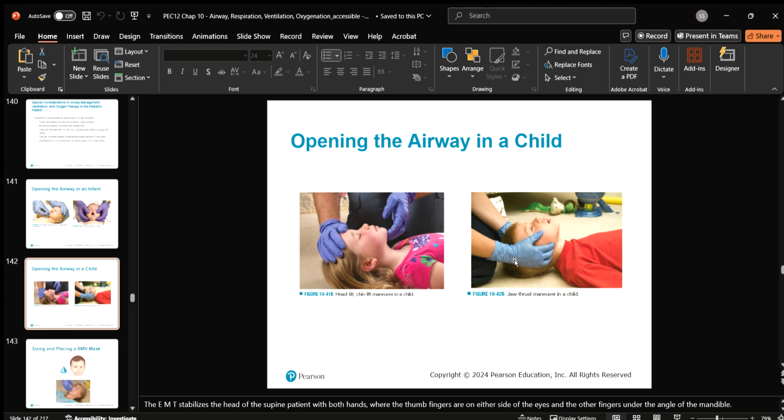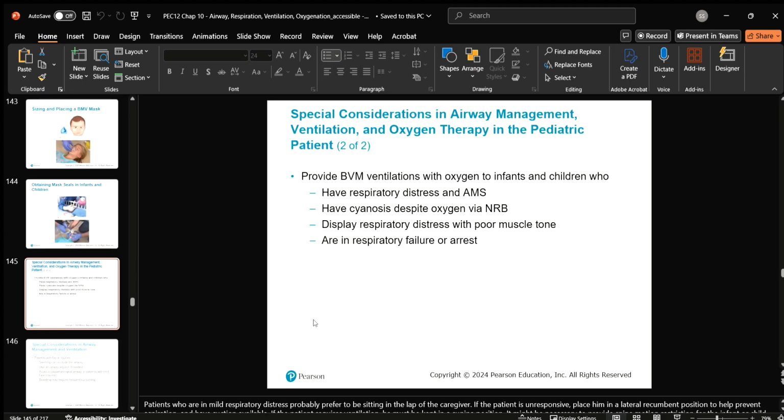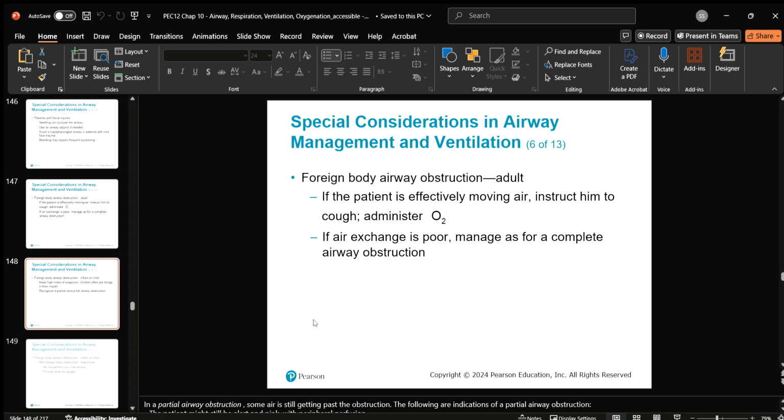With a child, it's pretty similar to an adult. All right, sizing a BVM on a pediatric patient. We know what we're doing here. We've all done this before.